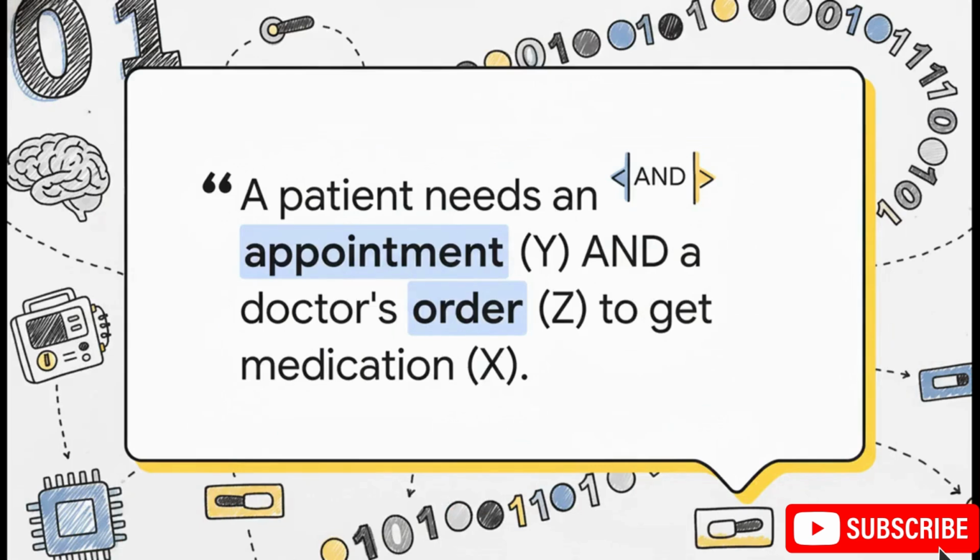Now, let's bring this back to the clinic. For a patient to get their medication, a computer system can be programmed with a very simple rule. An appointment must exist, that's a 1, and a doctor's order must exist, that's another 1. If either of those conditions is a 0, the system stops. It won't proceed. That's the AND operator in action, making sure our workflows and patient safety rules are followed.